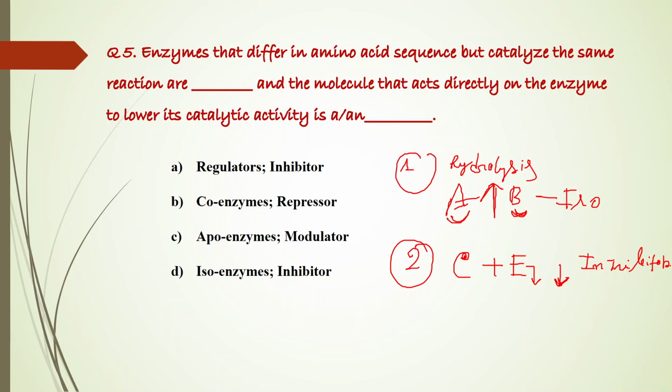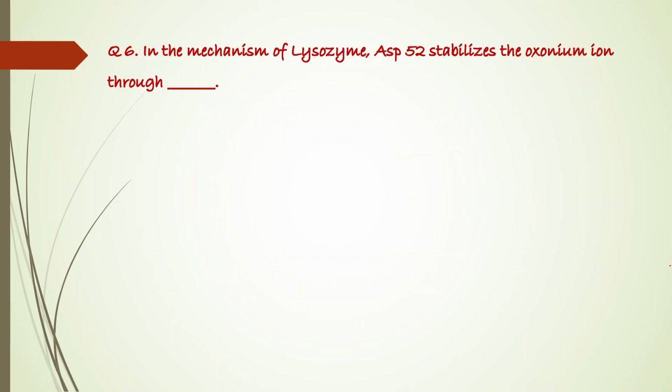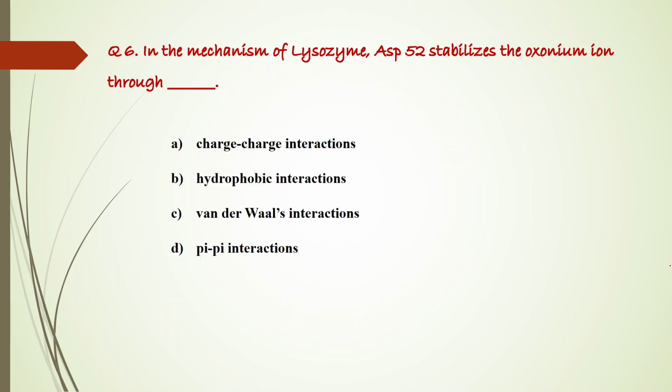So, our correct option for question number 5 was A and B, that the initial molecules that I was talking about were isoenzymes, and the third molecule, which is decreasing the catalytic activity, is actually an inhibitor molecule. Moving to the next one, it states, in the mechanism of lysozyme, aspartic acid 52, Asp52, stabilizes the oxonium ion through what type of interaction?